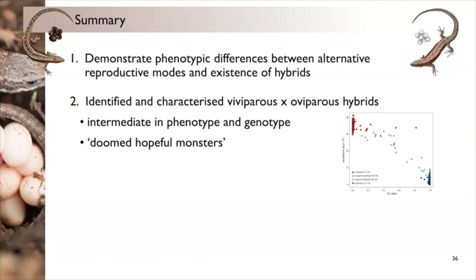And of course, we always have this idea of these hopeful monsters that come from hybridization events. But in the case of oviparity and viviparity, they're in a fitness valley. It's a bit of a doomed hopeful monster. I have other data about their success, but they are viable hybrids, only found in this very, very narrow zone.